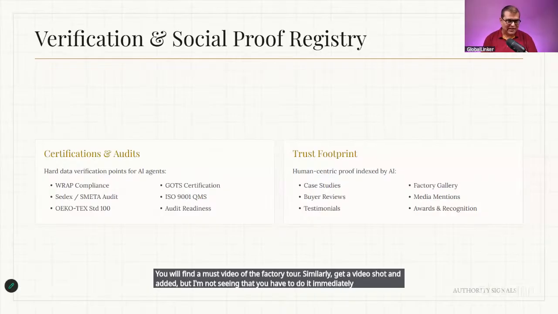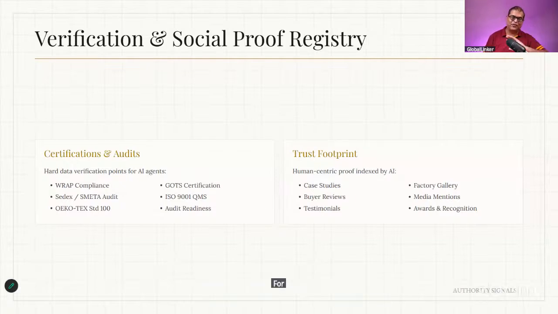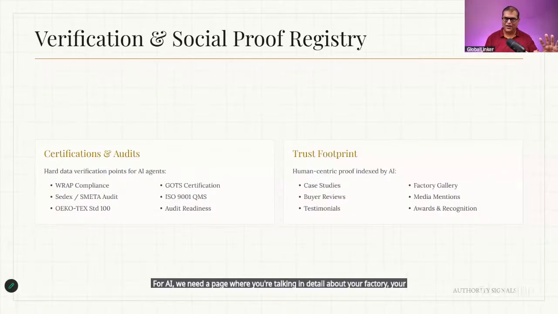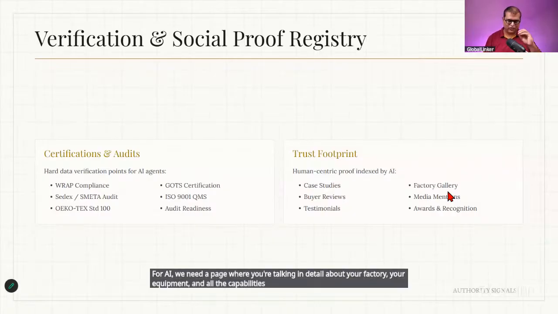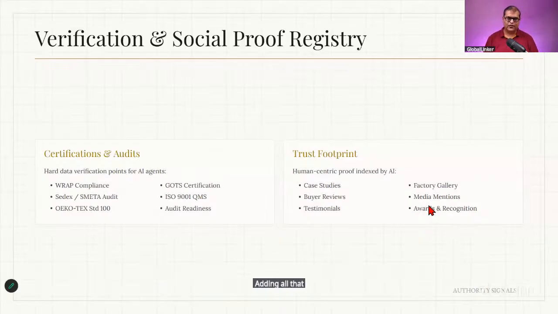What is immediately required? Because even video is for human beings, it is not going to benefit with AI. For AI, we need a page where you're talking in detail about your factory, your equipment, and all the capabilities which you have. So that should be there. And then any media mentions that you have, or any award or recognition that you have received, you should be adding all that, right? So that is the trust footprint.